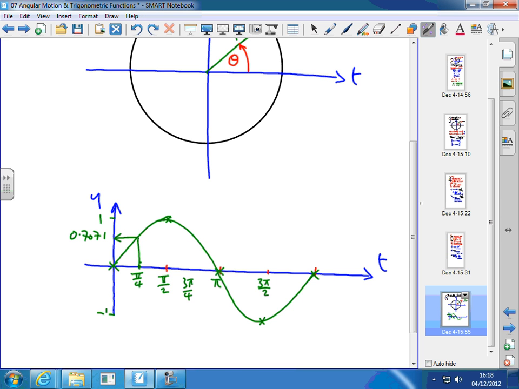Liam's point about the negative, because of this symmetry between this part of it and this part of it, if I go to this point, halfway between pi and 1.5 pi, which is 1 1/4 pi, so that's 5 pi over 4. What's the sine of 5 pi over 4? It should be negative 0.7071. Try it.